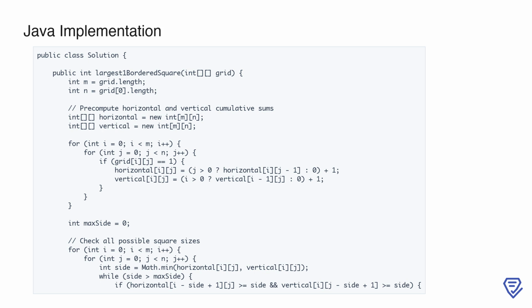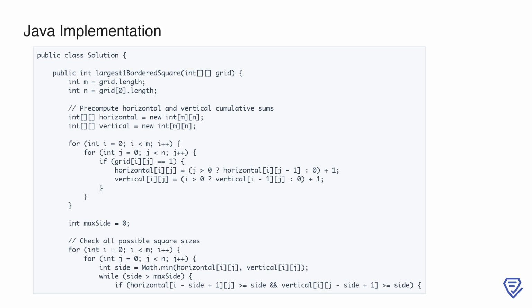Here, we start by defining the largestOneBorderedSquare method, which takes a 2D grid as input. The grid represents a binary matrix of zeros and ones. First, we extract the dimensions of the grid, m for rows and n for columns. To optimize the process of checking square borders later, we pre-compute two auxiliary matrices, horizontal and vertical. These matrices will store cumulative sums of consecutive ones horizontally and vertically, respectively.